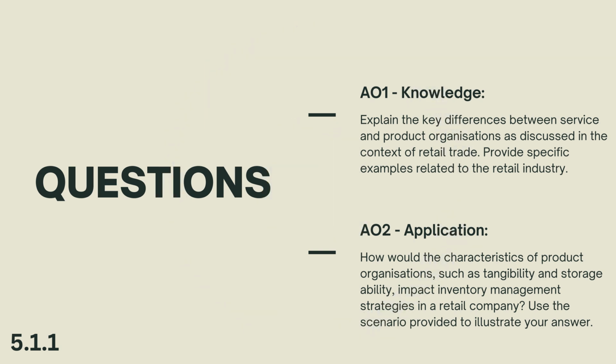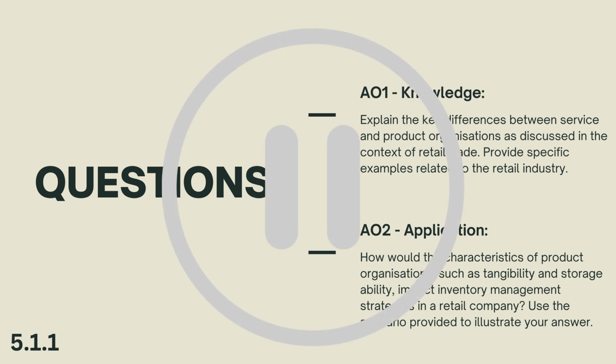Now for our second question. How would the characteristics of product organizations, such as tangibility and storageability, impact inventory management strategies in a retail company? Use the scenario we just discussed to illustrate your answer. Think about how the physical nature of products affects how they're managed, stored, and distributed across both physical and online platforms.